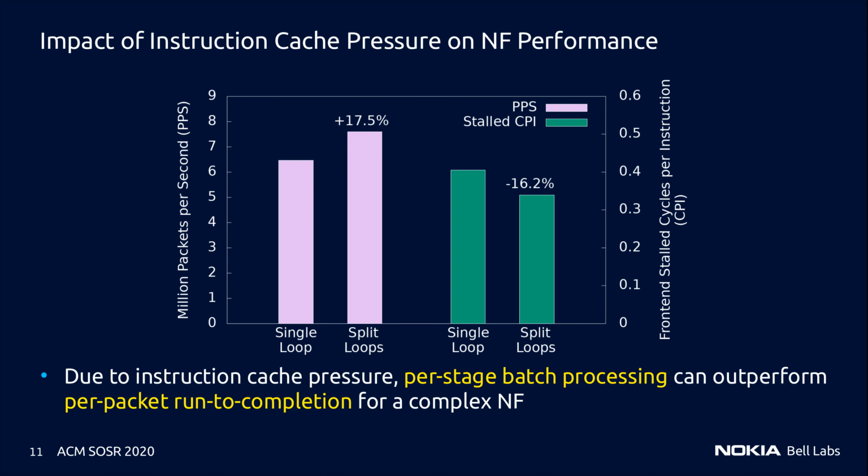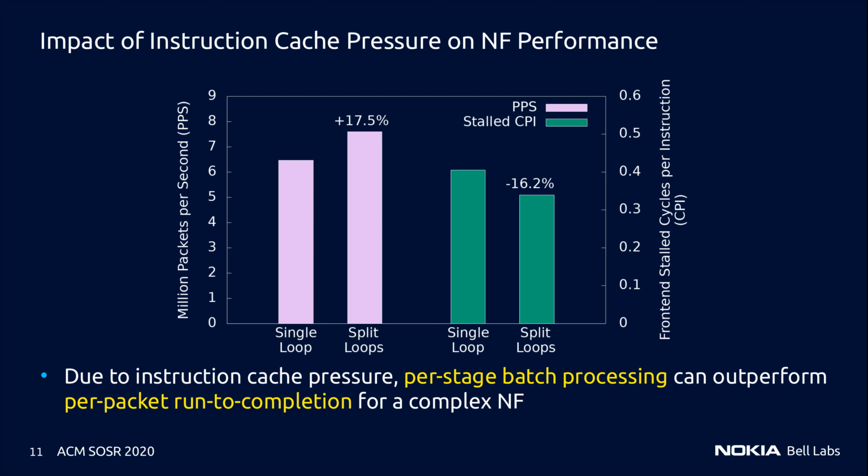The implication of this simple loop transformation on network function performance is shown here. The split loop implementation shows 18% higher packet processing throughput than the single loop counterpart. And the reason for improvement is the 16% lower stall cycles in the CPU front end. The lower front-end stall cycles mean there's less delay in instruction fetching and decoding due to fewer instruction cache misses. This result makes perfect sense because split loops have much leaner loop bodies, which can be cached more easily than the larger single loop body.